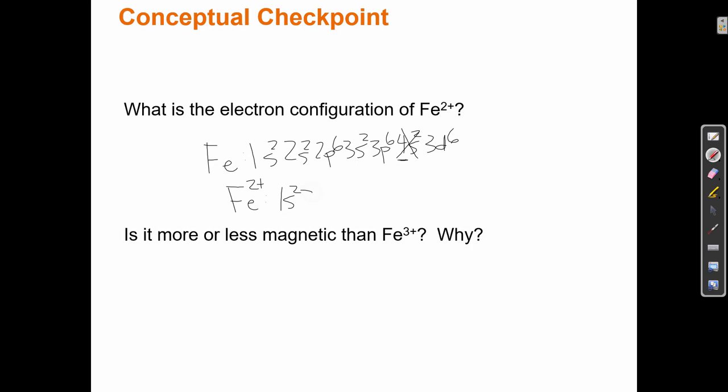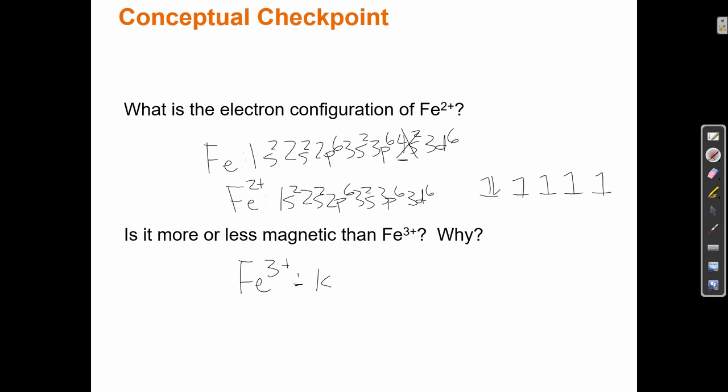So Fe2+ has an electron configuration 1s2, 2s2, 2p6, 3s2, 3p6, 3d6. It lost these 2 electrons. So in the D block, what do they look like? 1, 2, 3, 4, 5, 6. All right, Fe3+ is going to lose one more electron. Where is it going to lose it from? It's going to lose an electron from here, from 3d6.